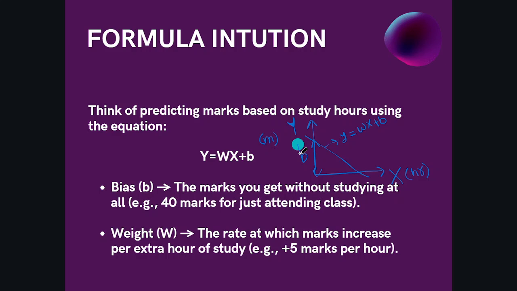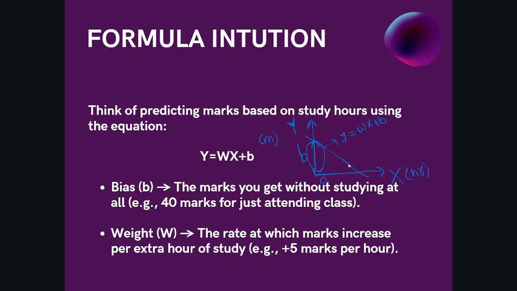When we have studied 0 hours, here we can consider it as the origin. This is basically what bias is. When we have studied for 0 hours, how much marks did we get? It is the intercept. What we call it in maths terms, it is an intercept. Okay. Now come to weight.